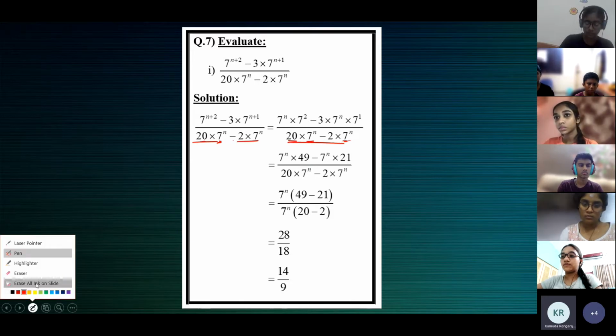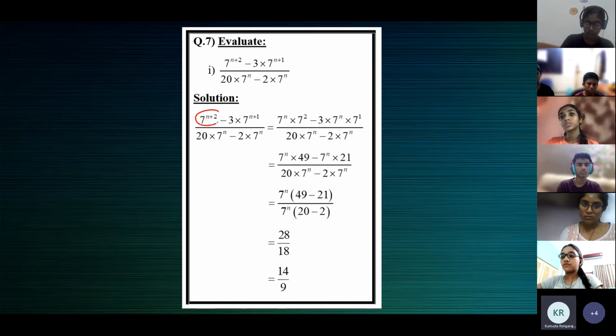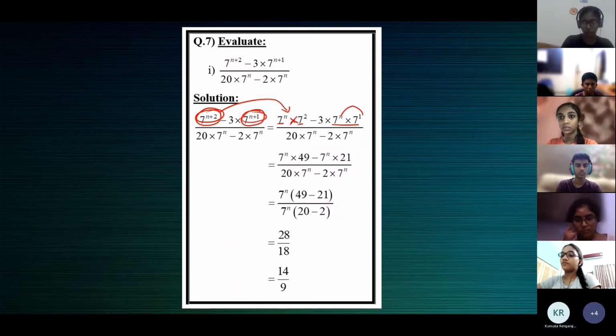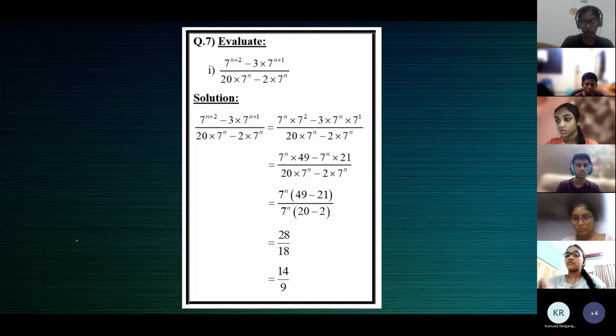So what did we do? In the numerator, we wrote 7 to the power n plus 2 and 7 to the power n plus 1 as 7 to the power n into 7 to the power 2. Bases are same, multiplication, add the powers, n plus 2. Here also 7 to the power n into 7 to the power 1. Bases are same, multiplication, add the powers, n plus 1. So we wrote the earlier step. Now we have some simplification to do.